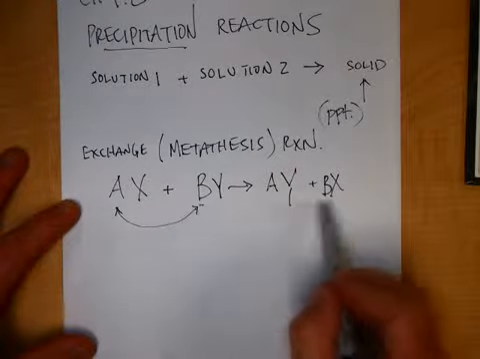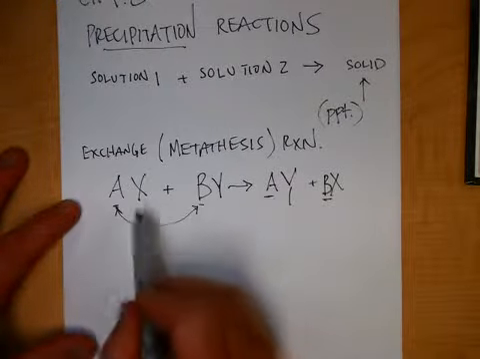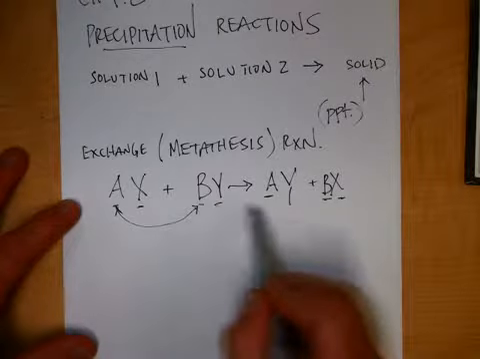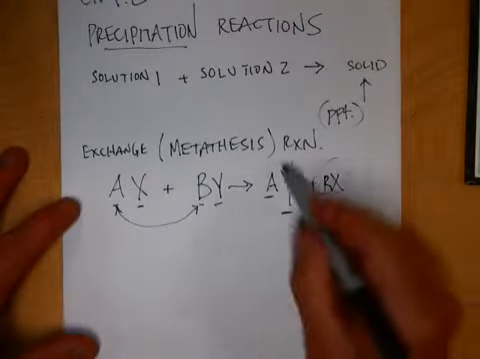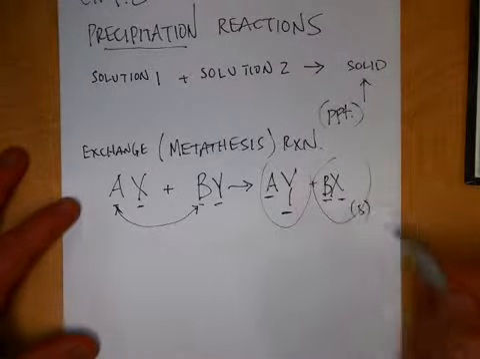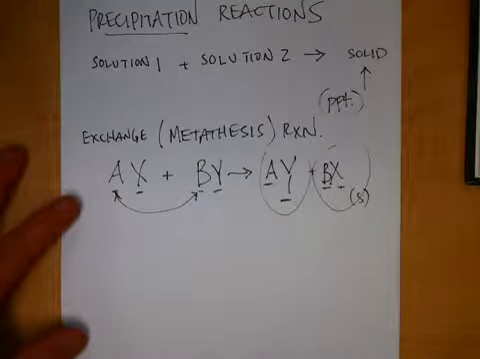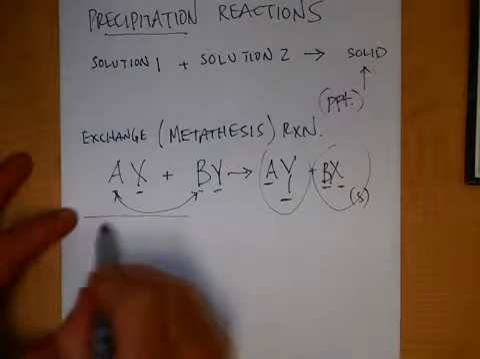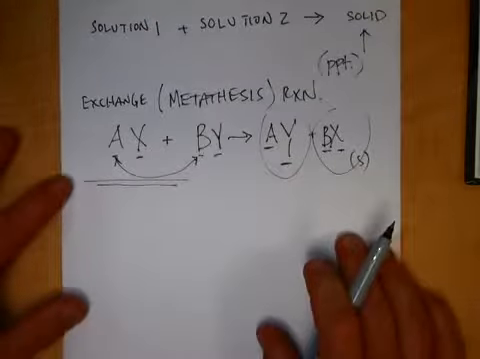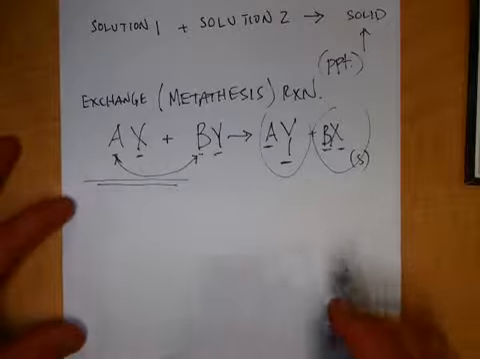The cations will always go first. The anions will always go second. And one of these two, or maybe both, will form a solid or a precipitate. Let's do some examples of these, and then we'll do examples of how to write them three different ways.